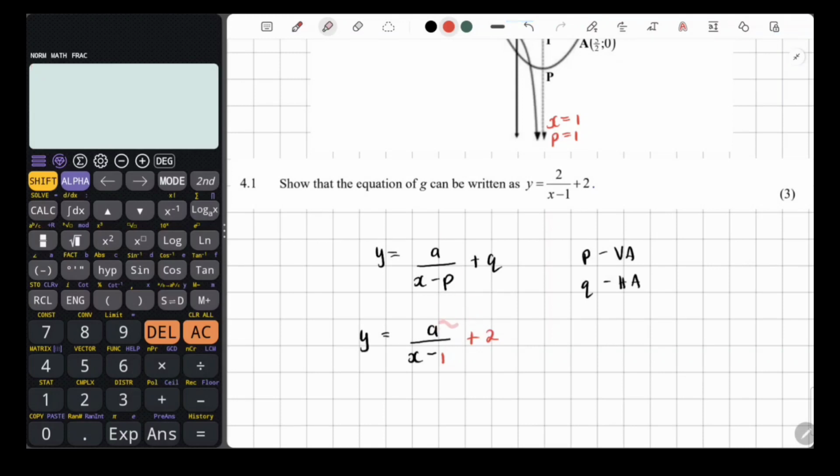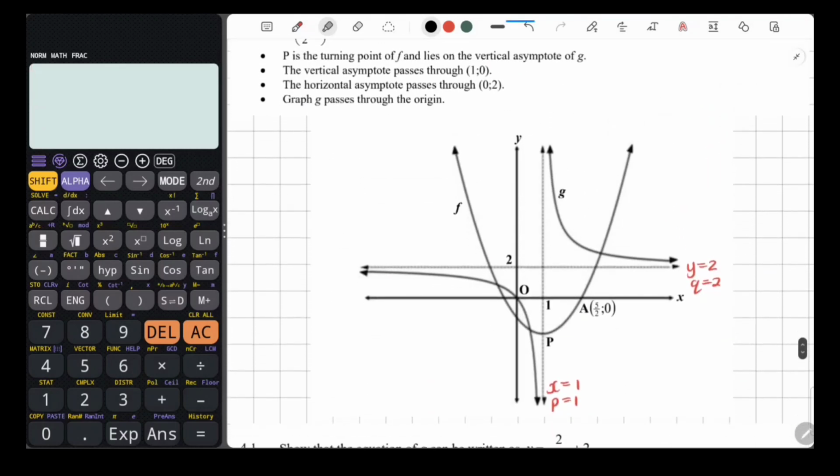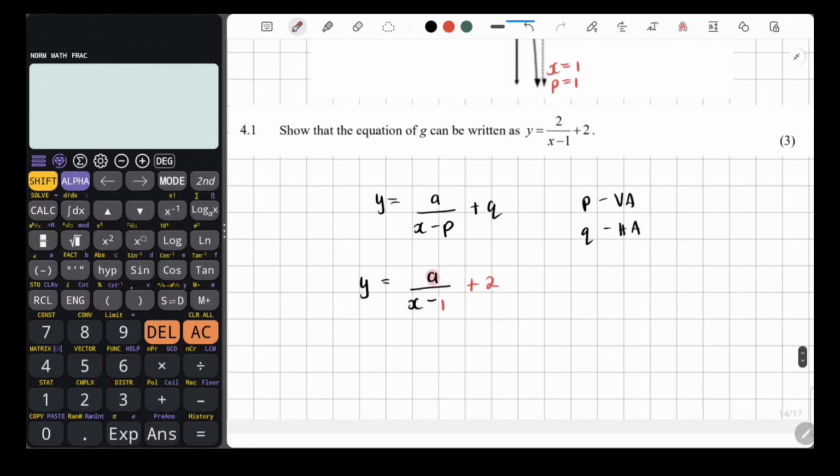Since a is the only thing missing, to find a we basically just have to substitute a point, because if we can fill in an x value and a y value here, this becomes an equation where we solve for a. So let's see what point they gave us on the graph of g. Remember that they said this graph passes through the origin, and its coordinates are (0, 0). There's no other coordinate they give you. So let's substitute 0 and 0 into this equation, substituting this as x and that as y.